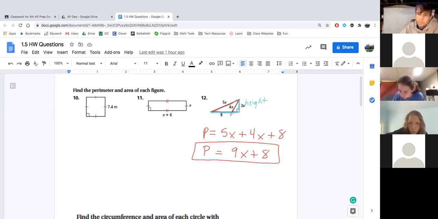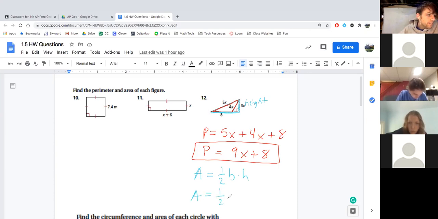Just like if you measure someone's height, you don't measure it at a slant. You always measure it straight up and down from the ground. So we have to imagine that this triangle is sitting on the ground here, and we're measuring the height straight up and down, even though it's leaning out. So when we're finding our area, we're doing 1/2 base times height. The base is 8.